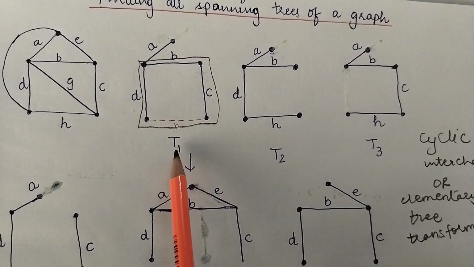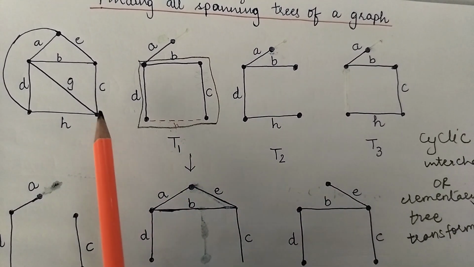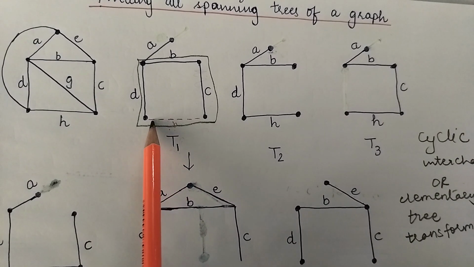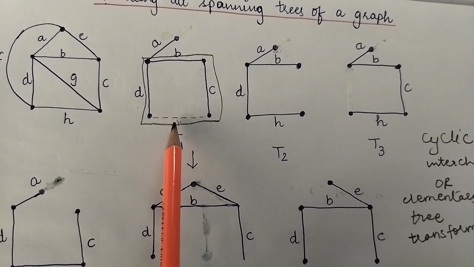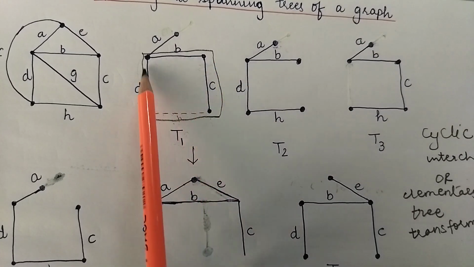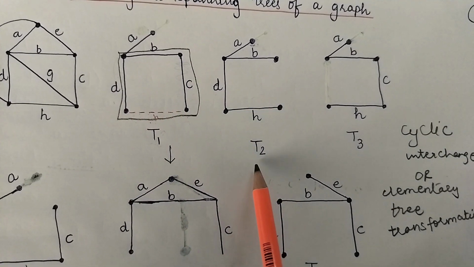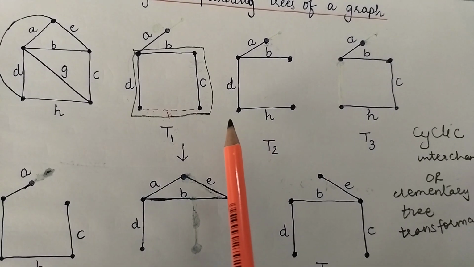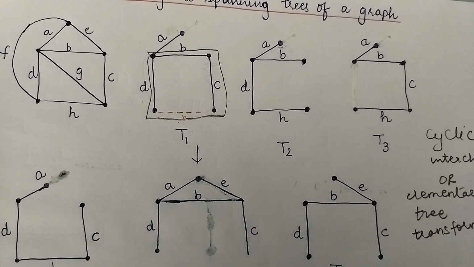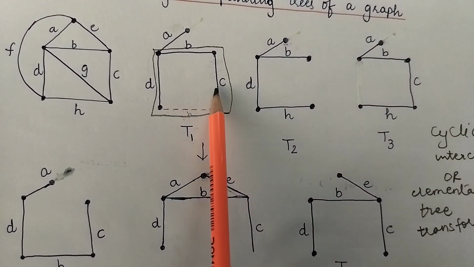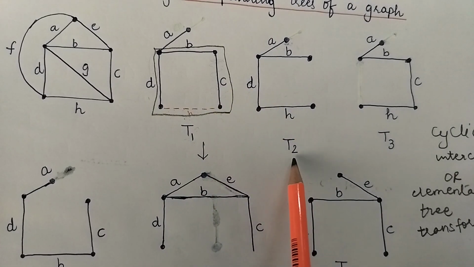So this is what we did. We found a spanning tree from the connected graph. Then to this spanning tree T1, we added a chord H. After adding a chord H and obtaining a fundamental circuit, we removed an appropriate branch C from this fundamental circuit and we obtained another spanning tree T2. So this particular process is called your cyclic interchange or elementary tree transformation. So in this procedure, this time I deleted branch C and got the spanning tree T2.